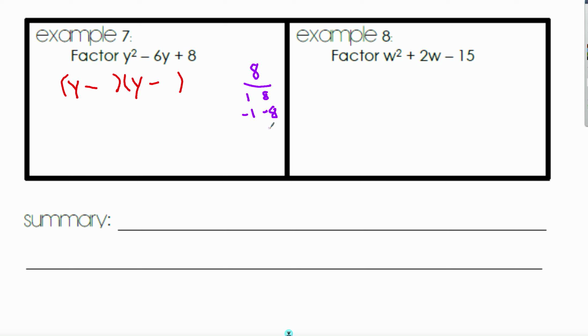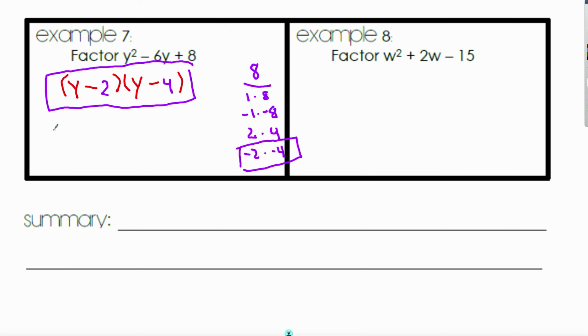Both of those have a product of 8. I could do 2 times 4, or I could do negative 2 times negative 4. And so all of these have a product of 8. So when I distribute it here and here, I get the 8. But I want to combine like terms to get negative 6y. So I know it has to be the minus 2 and the minus 4 because they combine to give me the negative 6. So this is your answer.